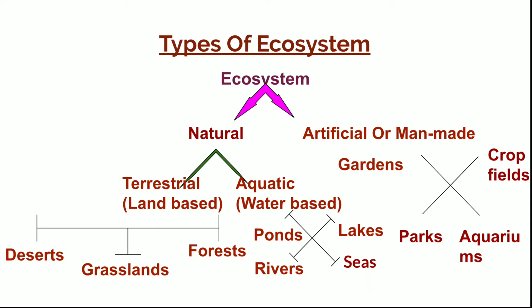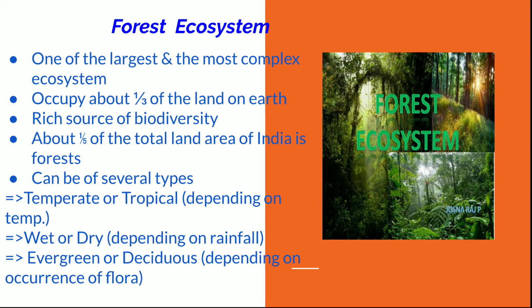Now, in your syllabus, it is the forest ecosystem that you will study. So we come to the forest ecosystem. This forest ecosystem is one of the largest and most complex ecosystems, and it occupies about one third of the land on the earth. This forest is a rich source of biodiversity because lots of animals and plants are seen in forests.